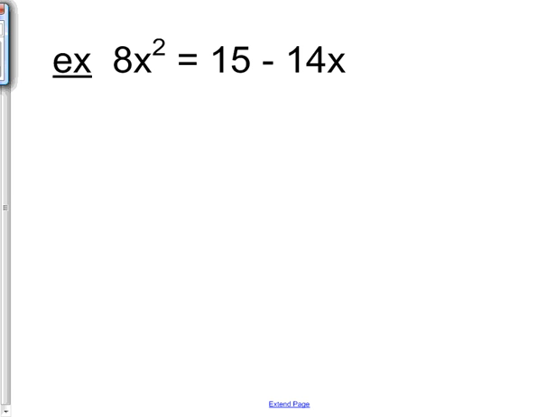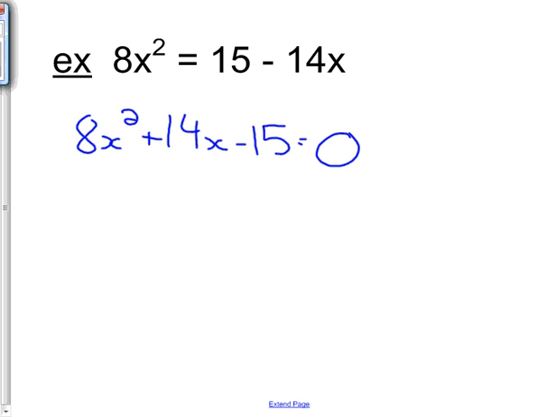What's the first thing I want to do with this one? Make it equal to 0. So get my 8x over here, x squared, add 14x, and subtract 15. Now what do I do? Figure it out. Factor.